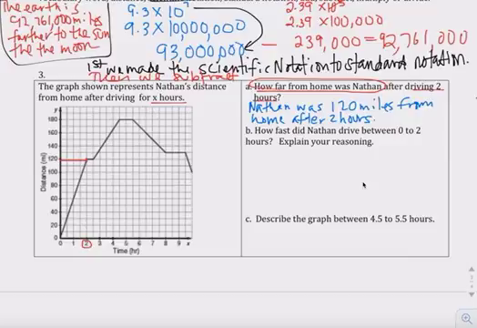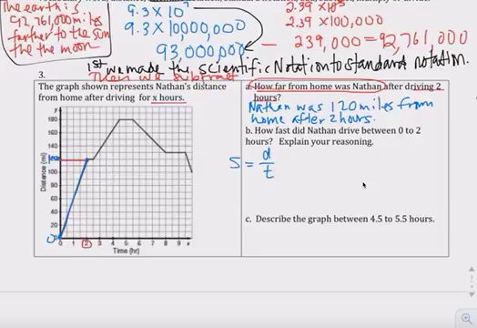How fast did Nathan drive between 0 to 2 hours? Ooh, how fast did he drive from 0 to 2 hours? That's his line right here. Well, from 0 to 120, so he drove 120 miles. Remember, distance over time is your speed.